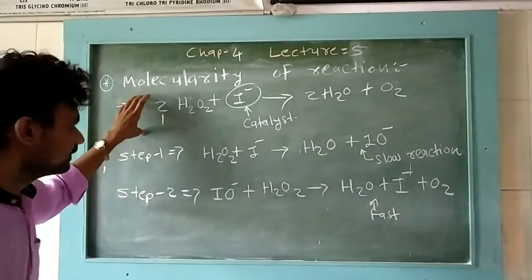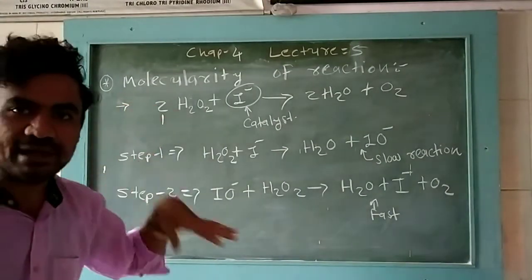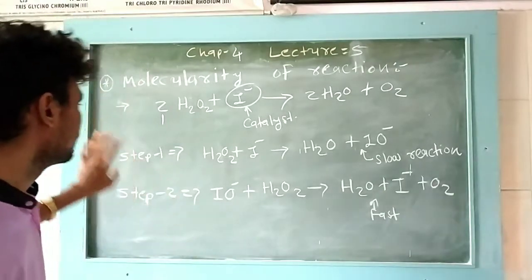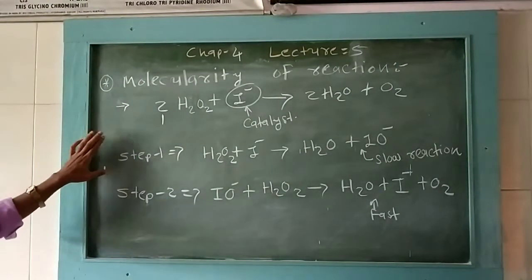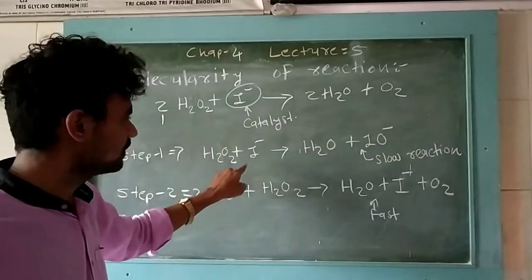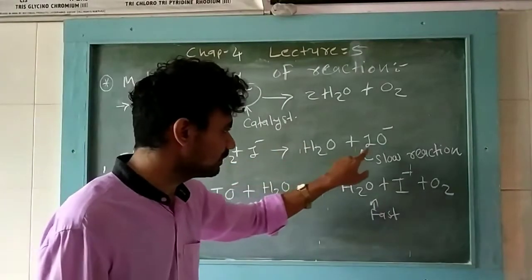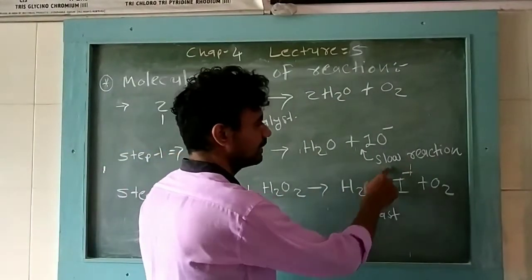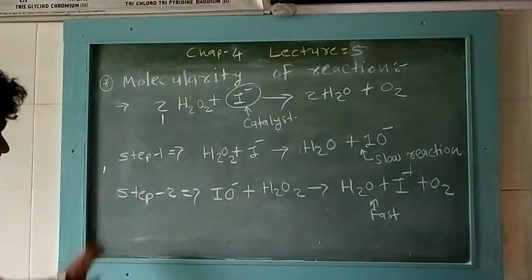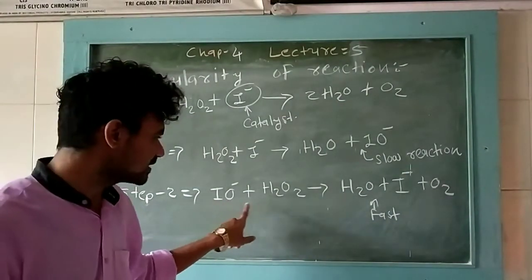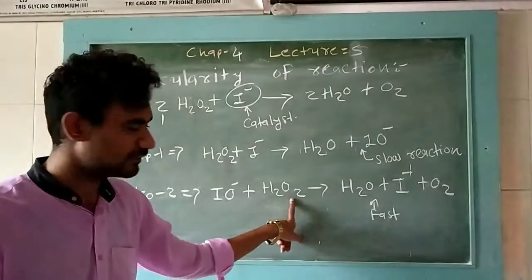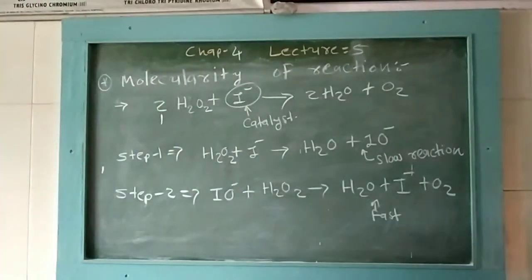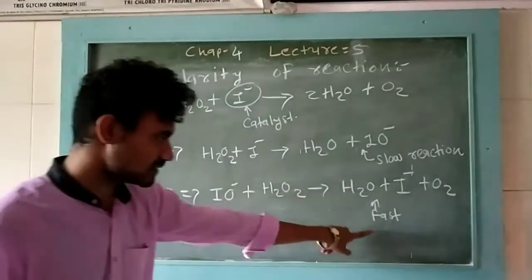But this reaction is also a multi-step reaction, so the molecularity is not 3 here. Look at the steps first. First step: H2O2 plus I minus gives H2O plus IO minus. This is a slow reaction. And the second step: IO minus plus a second molecule of H2O2 reacts, gives H2O plus I minus plus O2. Here, the second reaction is fast.